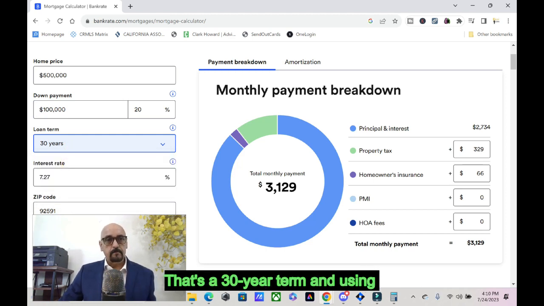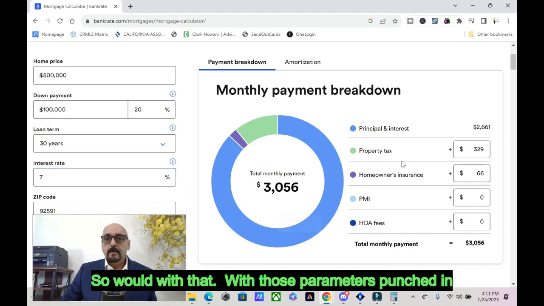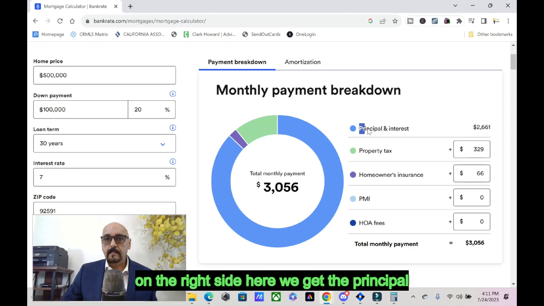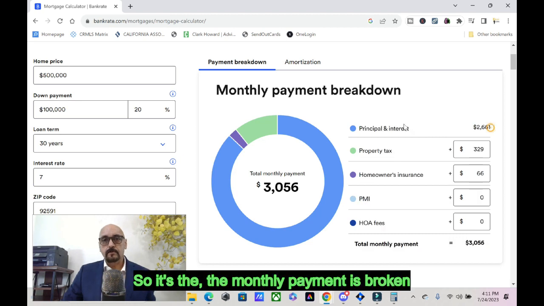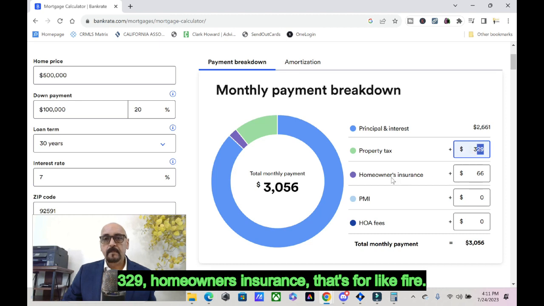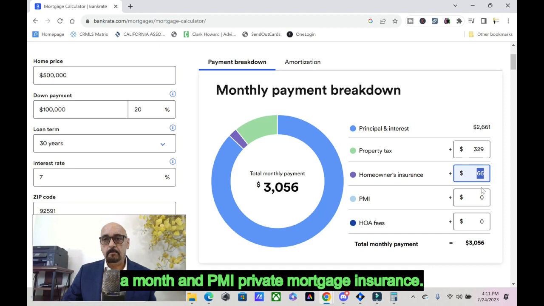That's a 30-year term, using a 7% interest rate, which is the average interest rate right now. With those parameters punched in, on the right side here we get the principal and interest payment of $2,661. So the monthly payment is broken down into basic elements: principal and interest, and property taxes are going to be $329. Homeowners insurance, that's for things like fire and so forth, is $66 a month.